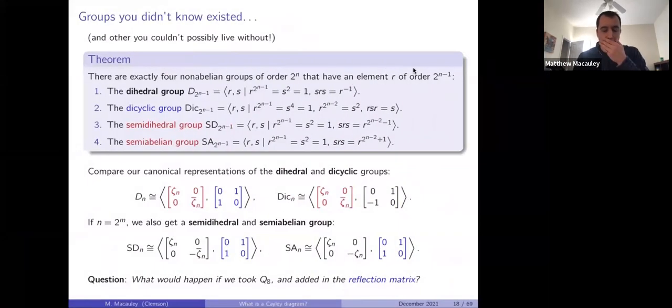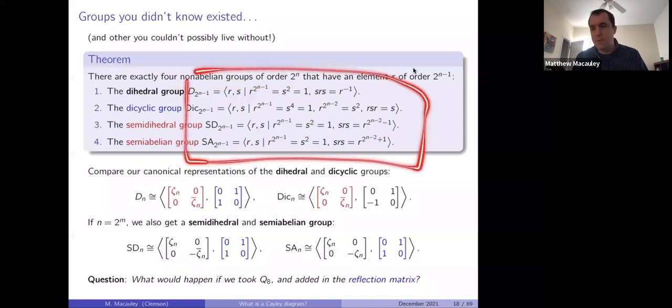So it turns out there are only 4 non-abelian groups of order 2 to the n that have that big cycle around the outside. Here are the presentations. You can Google this and see a result like this, but this doesn't tell you very much. It shouldn't tell you very much. The Cayley diagrams really tell the story. And the Cayley diagrams are no more, no less than these presentations.